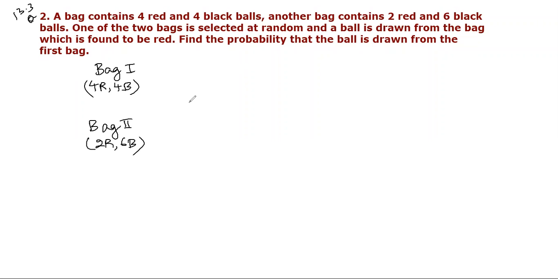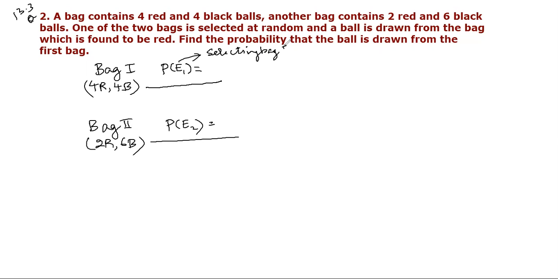One of the two bags is selected at random. So selecting a bag: P(E1) is the probability of selecting bag 1, and the probability of selecting bag 2 is P(E2). These are equally likely events, so 50%, 1 by 2 and 1 by 2.